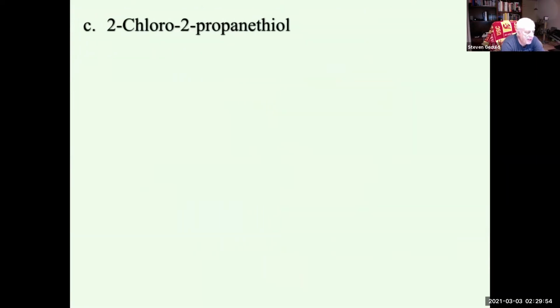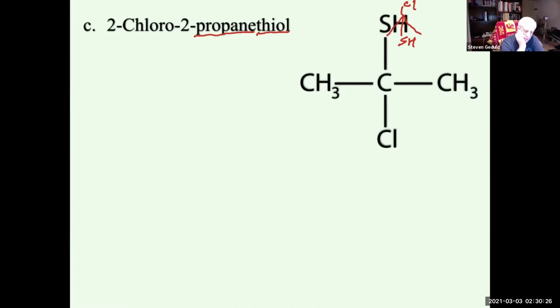2-chloro-2-propanethiol. Again, working backwards, the thiol group is an SH. Propane is 3 carbons, so 1, 2, 3. At number 2, there's a chlorine group, and at number 2, there's the thiol group. 2-chloro-2-propanethiol. So there are your 3 carbons, an SH group, and a Cl group, both at the number 2 position.